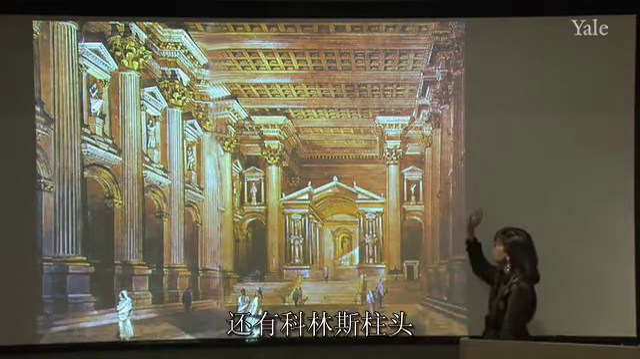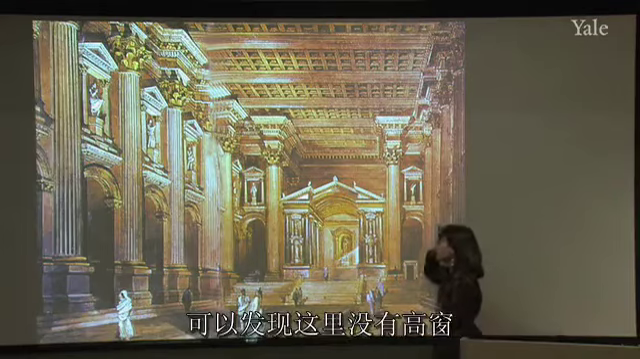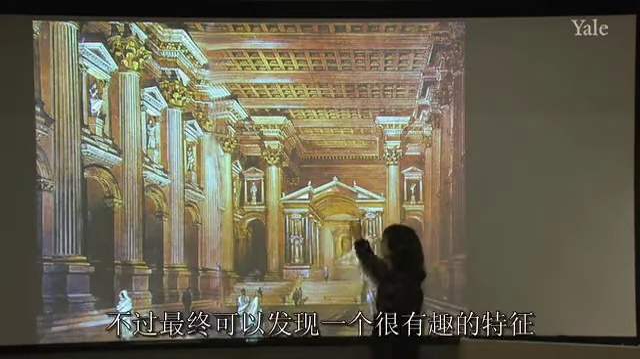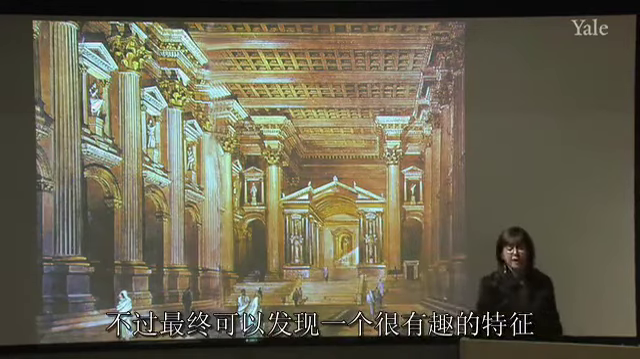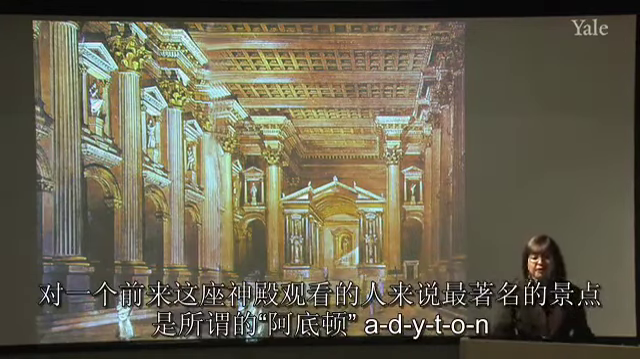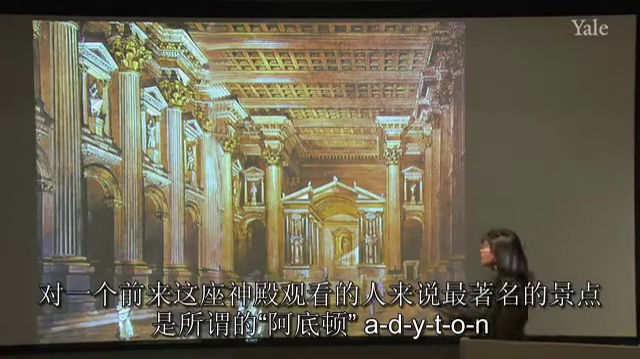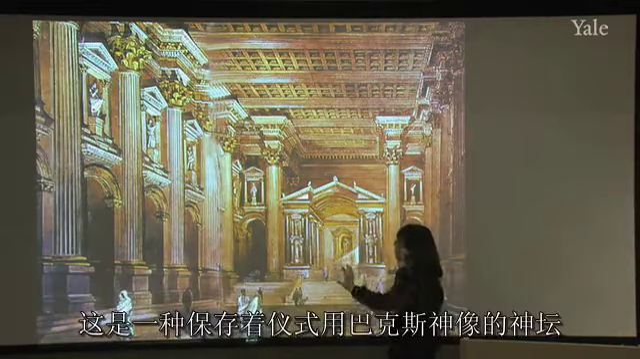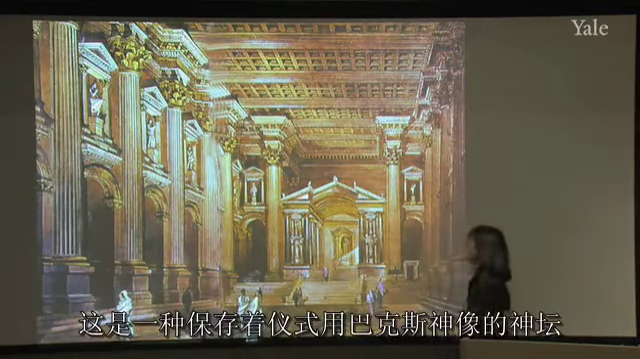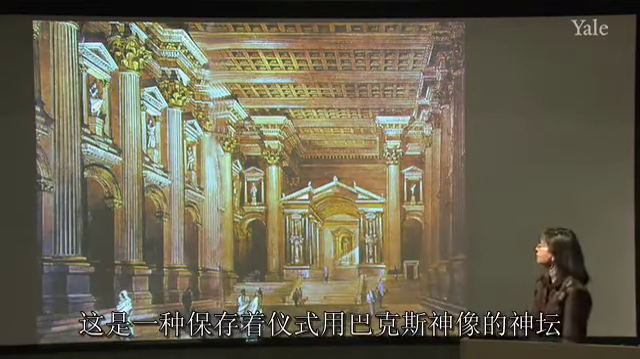You can see the Corinthian capitals, and you can see no clear story here, but you can see a very interesting feature at the end. The focus of everyone who came into this temple was the so-called Adyton, A-D-Y-T-O-N, which is a kind of shrine in which the cult statue of Bacchus would have been presented.